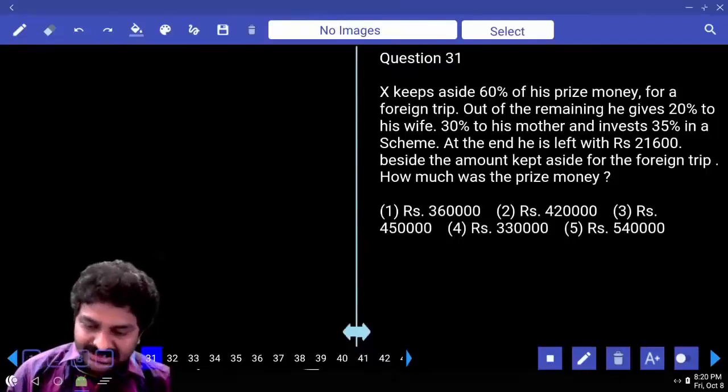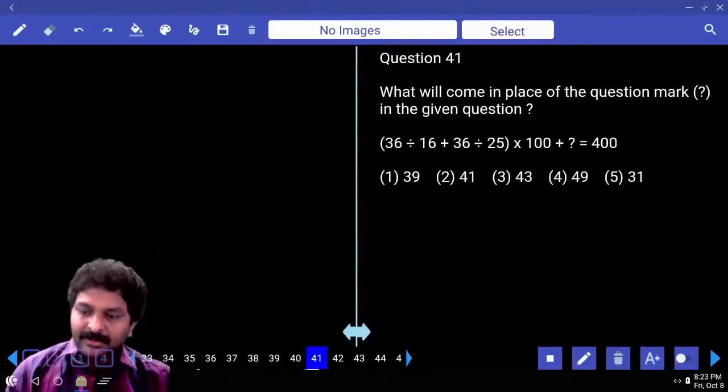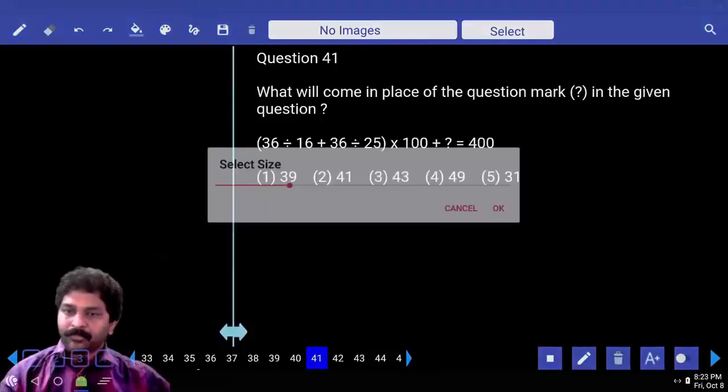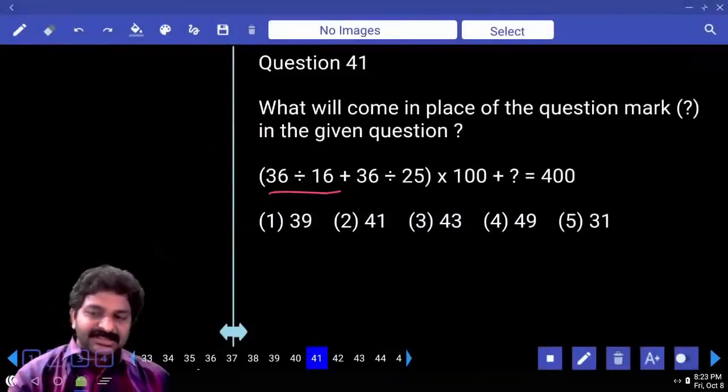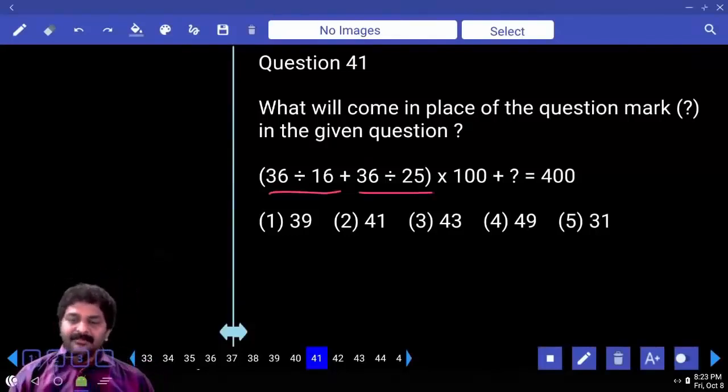Right, arithmetic questions we'll see later. 41 onwards. Right, 36 by 16, 36 by 25.